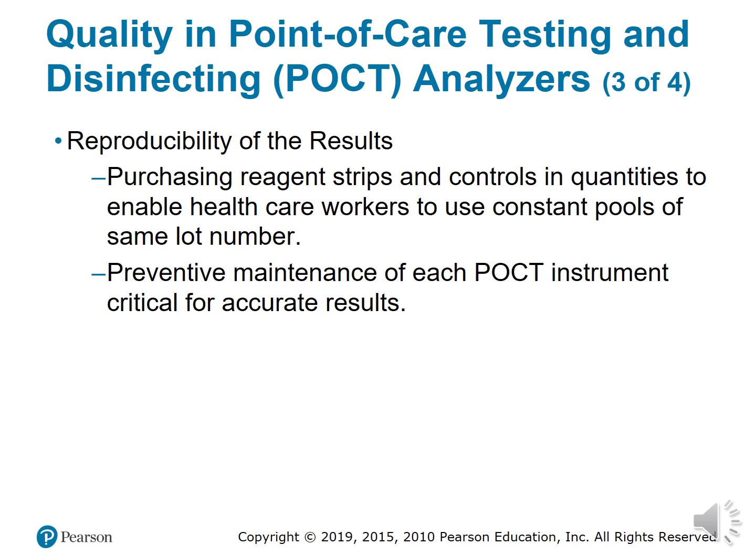Now, just like anything in the medical field, everything has an expiration date. So if your first lot fails and your second lot is accurate, make sure you check the expiration date on that first lot to make sure it hasn't expired. Always use preventative maintenance on your POC testing because it is critical for accurate results.